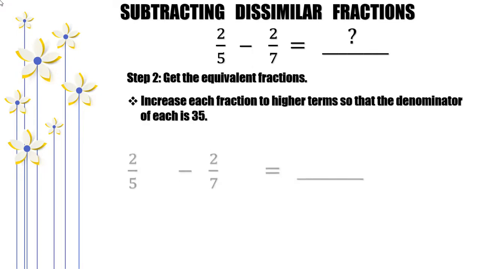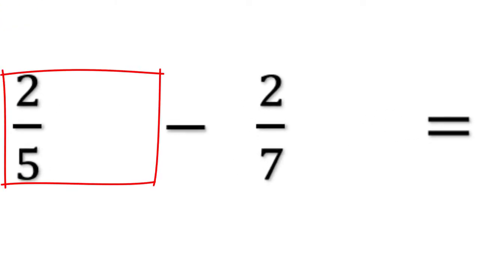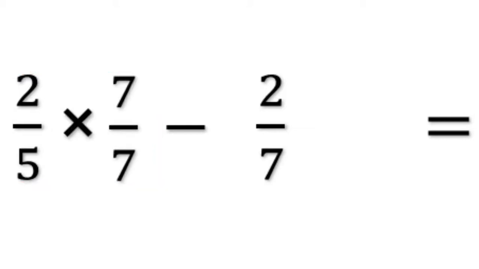We first look at the first fraction, 2/5. We need to find a number that when multiplied to the denominator 5 will make it 35. And that number is 7. Next, we multiply 7 to the numerator and denominator, giving us 14/35.